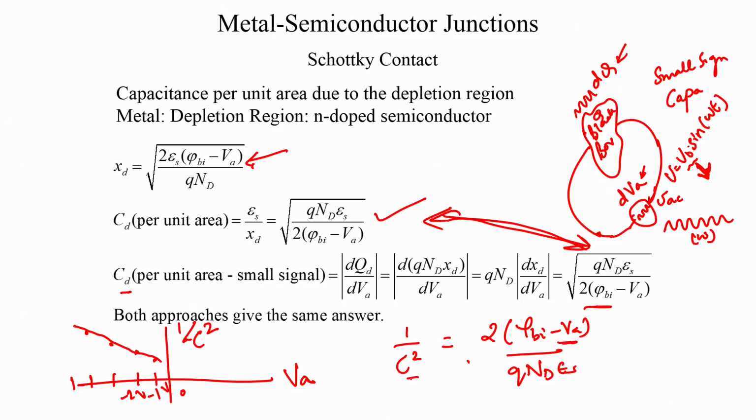So this is a straight line, and the slope of the straight line has to be -2 by Q ND epsilon s. Therefore, if I have this experimental capacitance measurement result, I can extract what my ND is. So even though ND was decided at the time of fabricating your device, we can measure out what ND is. It is a useful point to remember.